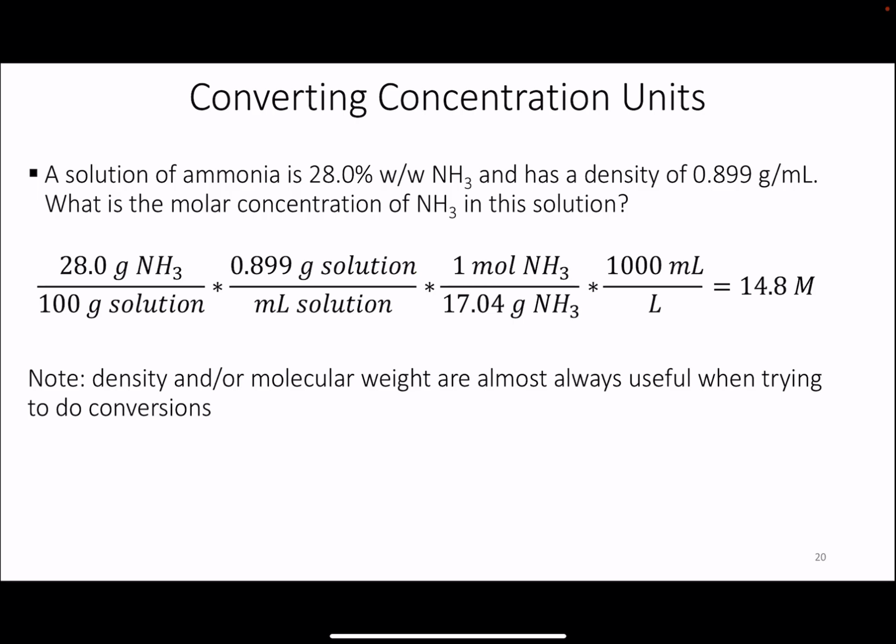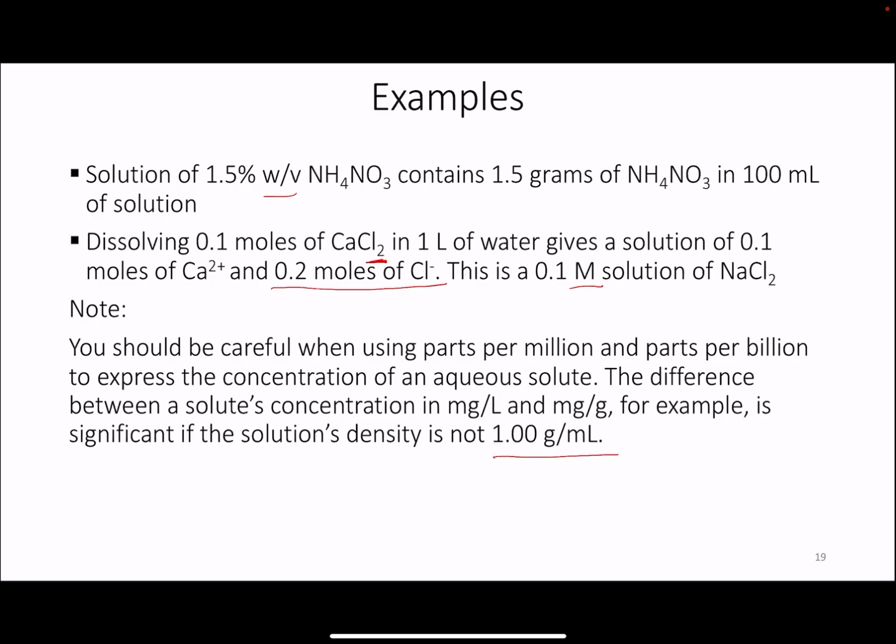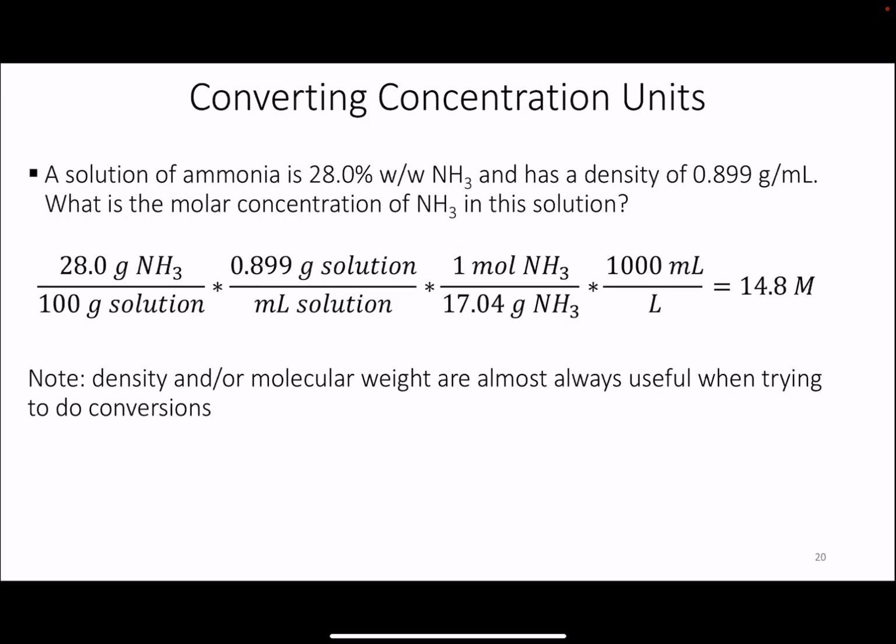An example for converting concentration units. The first step is understanding what the unit actually means. But frequently you have to go back and forth between different types of concentration units. So if you have a solution that is 28% weight per weight ammonia, and the density is 0.899 grams per mil, what is the molar concentration of ammonia in that solution? You have to start by figuring out what exactly 28 weight per weight percent means. Well, it means 28 grams of ammonia in 100 grams of solution.